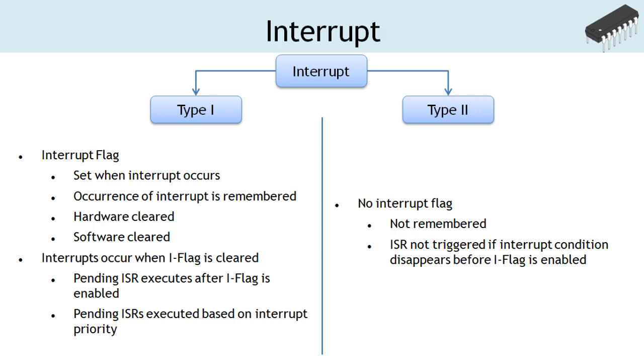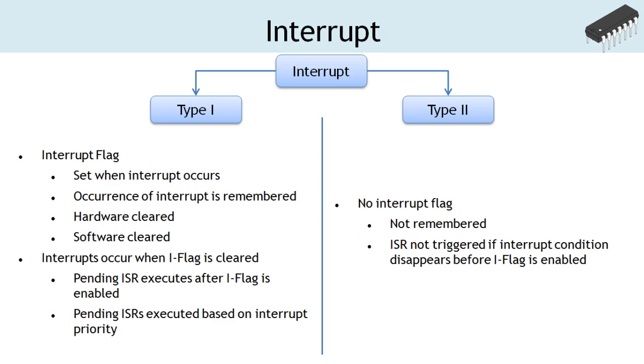AVR provides two types of interrupts depending on whether the occurrence of an interrupt is remembered or not. Type 1 interrupt has an interrupt flag which is set when the interrupt occurs. When an interrupt occurs while the microcontroller is executing an ISR, the interrupt flag is set and remembered until the interrupt is handled or the flag is cleared by the program. If one or more interrupts occur while the global interrupt flag is cleared, the corresponding interrupt flag is set and remembered until the global interrupt flag is set and the corresponding ISRs are executed in the order of the priority.